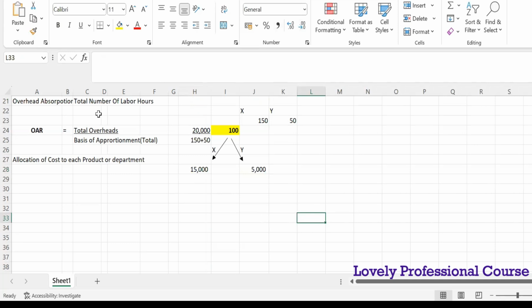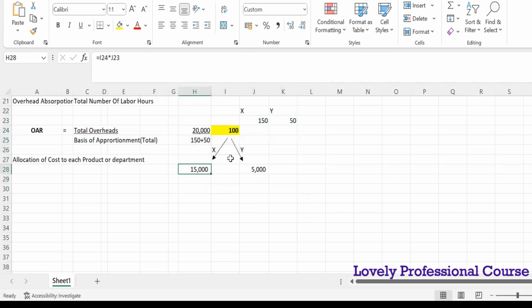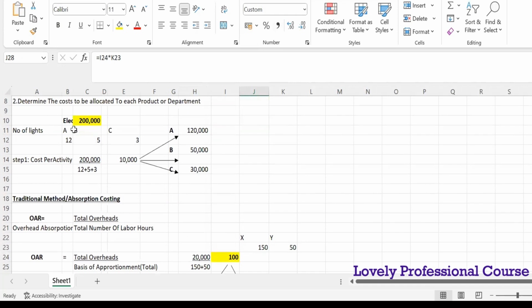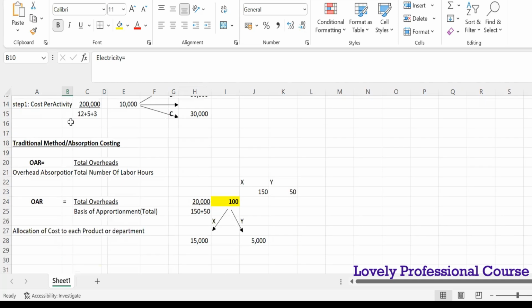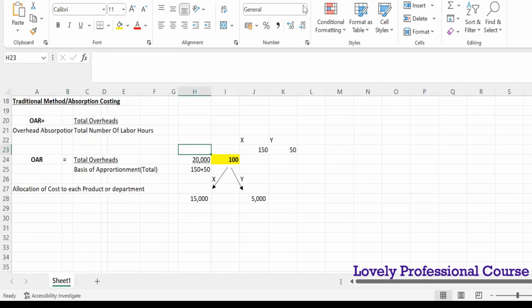So here, under absorption costing, we only pass these entries for all overheads. We allocate the overhead in total, in general. But in activity-based costing, we allocate each expenditure, each activity, each overhead, according to what causes them, let's say electricity, setup, whatever. But here we take the total overheads. Now, let's apply it to our question.